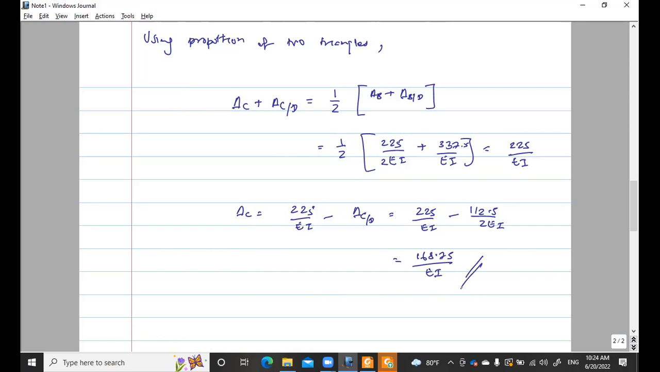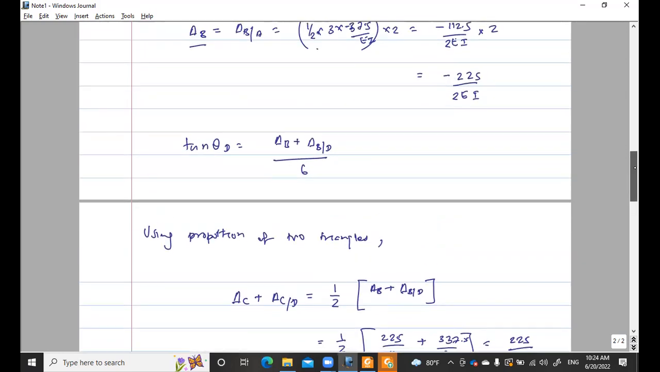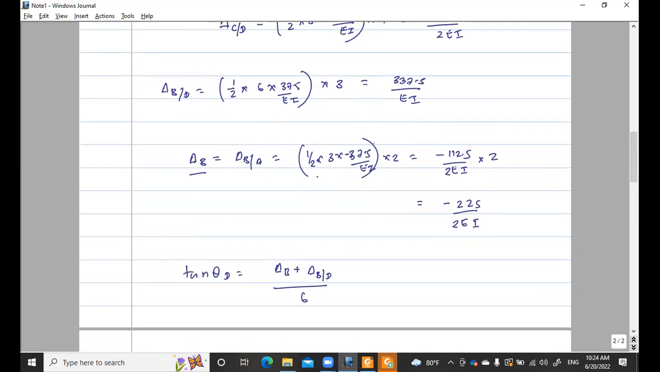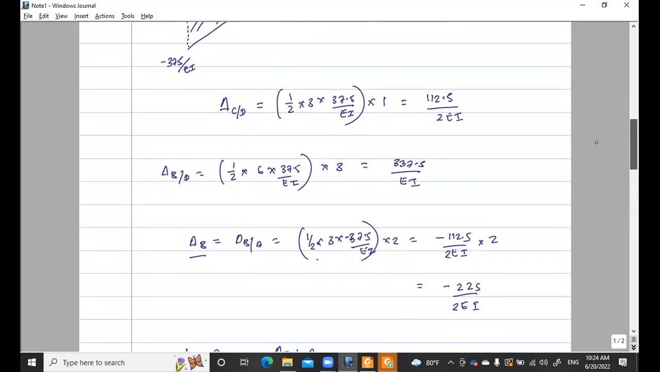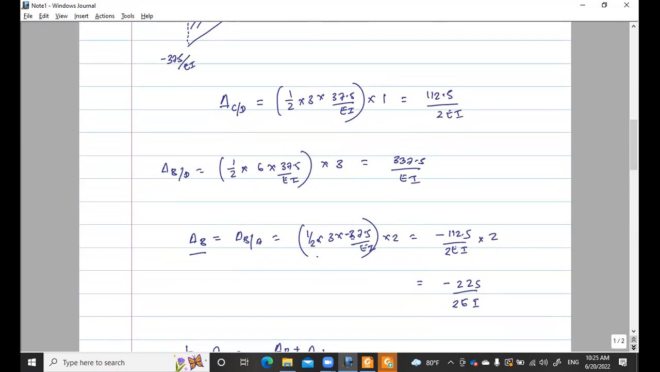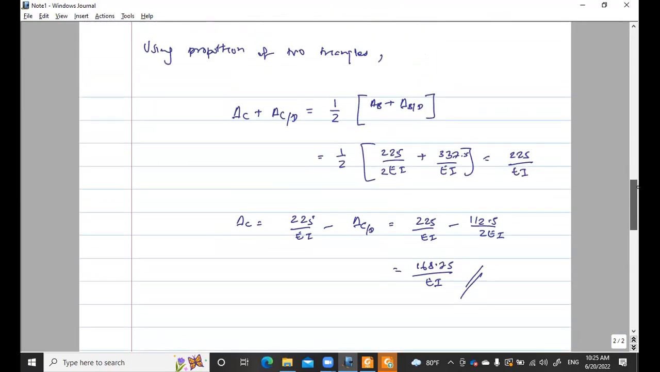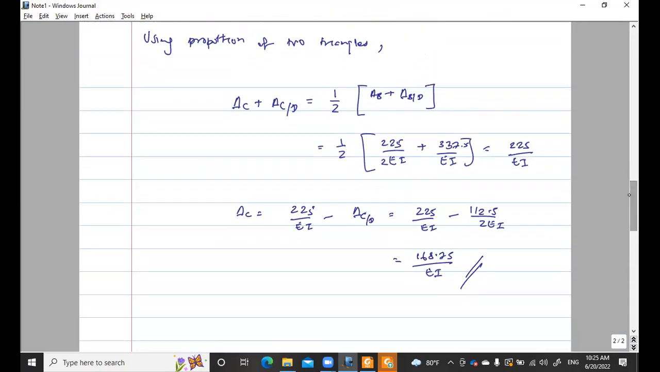Any mistake, any wrong? Delta B is 225 over 2 EI. Yeah, so delta B is the area between B and A, so this 2 will cancel off here. So it is 112.5 over EI or 225 over 2 EI. Okay. So if I find the values, delta C is 168.2.